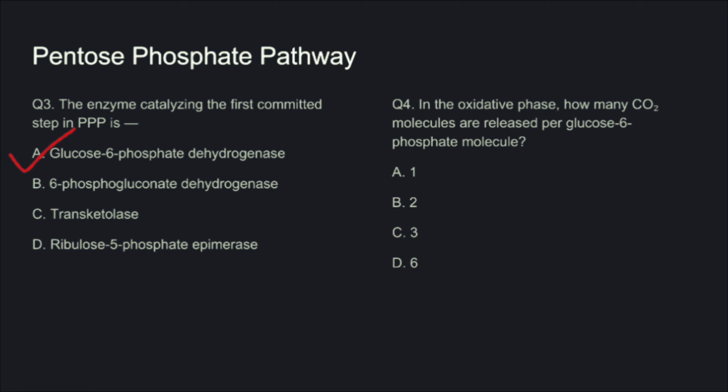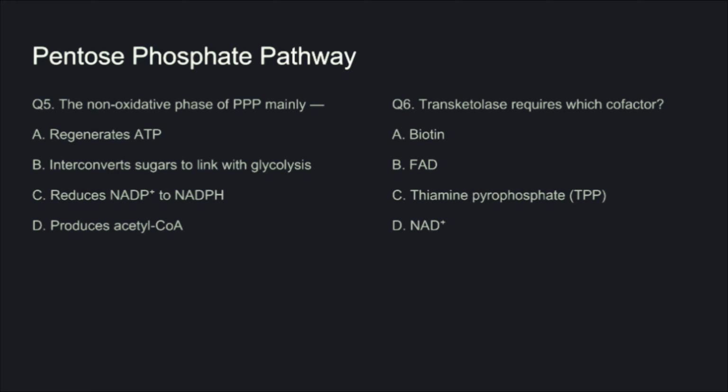Now question number 4. In the oxidative phase, how many carbon dioxide molecules are released per glucose 6-phosphate molecule? Options are A1, B2, C3, D6. So the correct answer for this question is B2. Question number 5. The non-oxidative phase of PPP mainly, options are A. regenerates ATP, B. interconverts sugar to link with glycolysis, C. reduces NADP plus to NADPH, D. produces acetyl coenzyme A. So the correct answer for this question is option B, interconverts sugar to link with glycolysis.